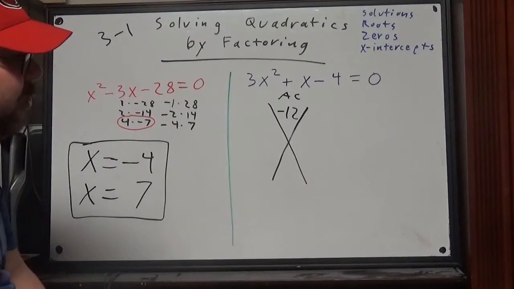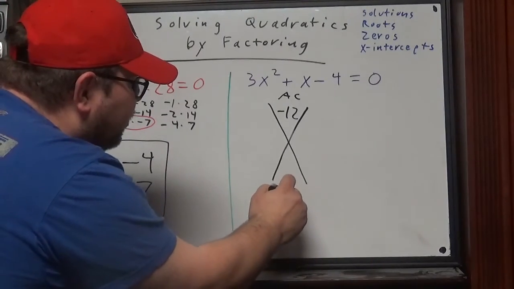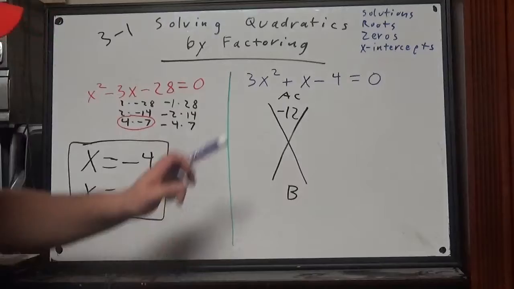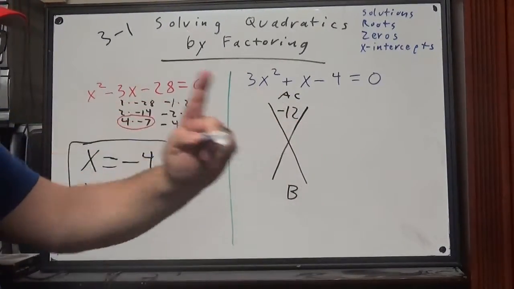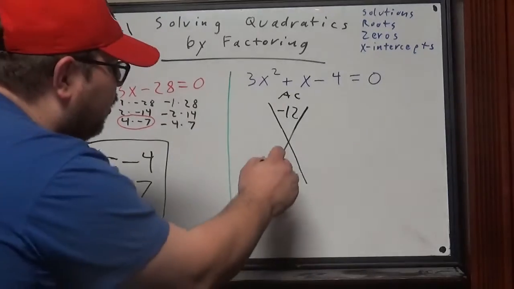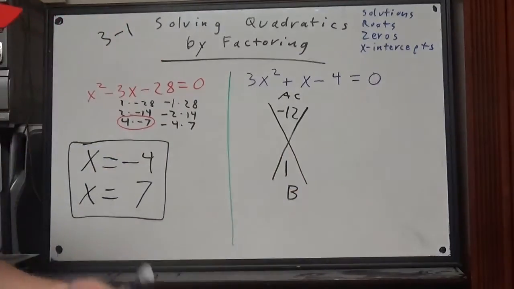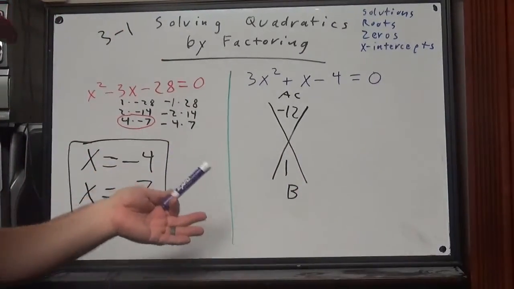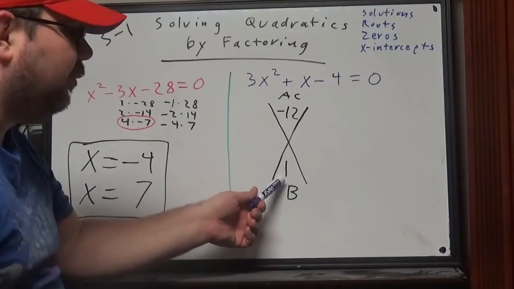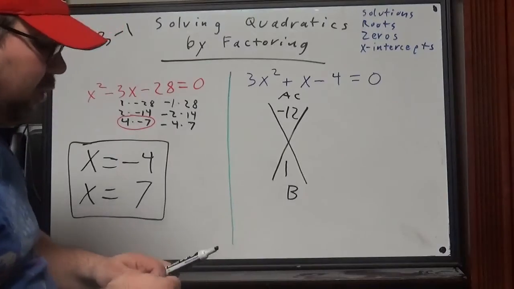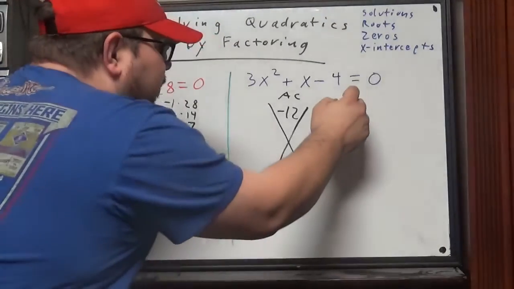The b value goes on bottom. Well, what is our b value in this equation? If you look at it, we don't have that coefficient, so it is 1. And now we're just going to find factors of negative 12 and see which of those factors gives us the value of 1.